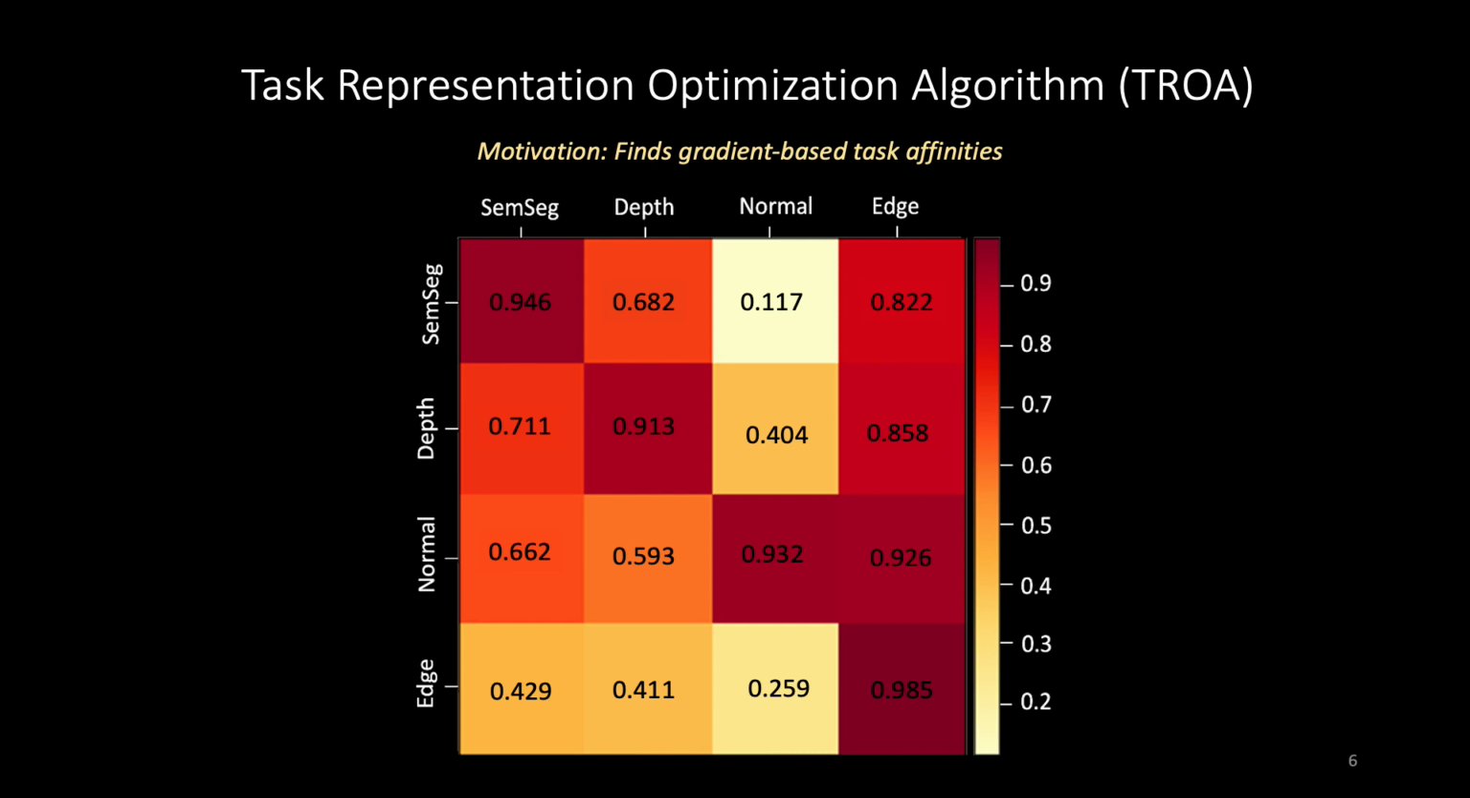TRUTHER is the task representation optimization algorithm, where we find the gradient-based task similarities between the tasks of segmentation, depth, normal, and edges. In essence, it calculates the cosine similarity between all the tasks and does an analytical weight update to obtain this task affinity matrix. For example, we get the affinities of segmentation with segmentation, segmentation with depth, segmentation with normal, and segmentation with edges.